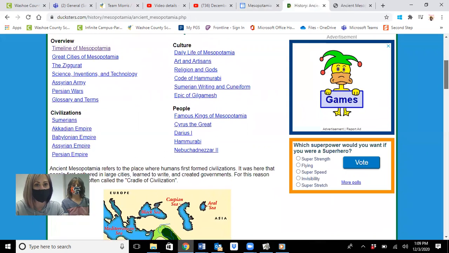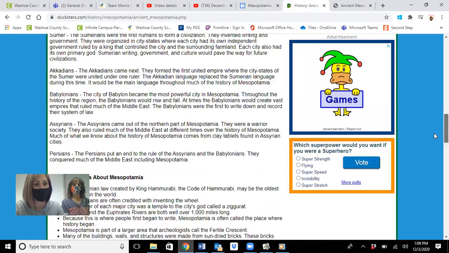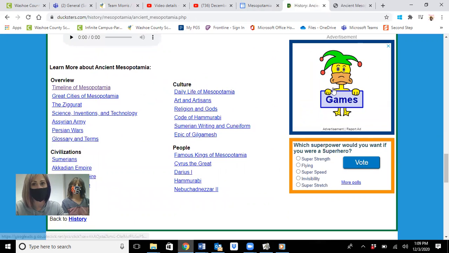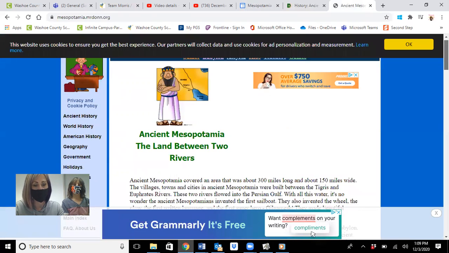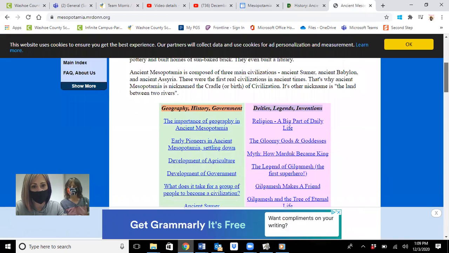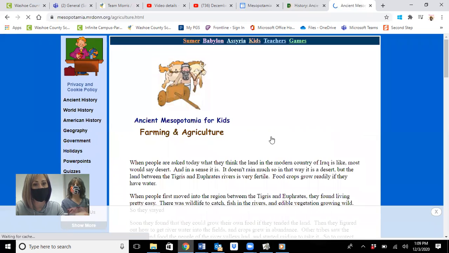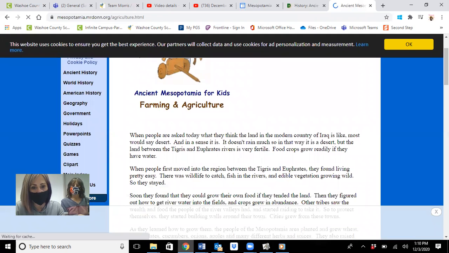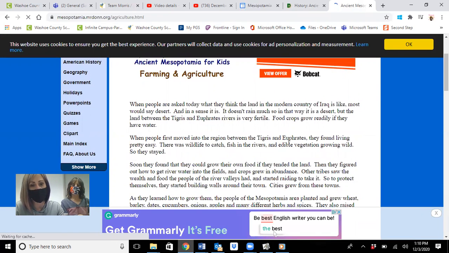Civilizations, notice all these civilizations. Again, different people during different times. Interesting facts, activities. Let's try Land Between 2 Rivers. Let's see, development. Here we go, development and agriculture. Agriculture is farming and crops. Exactly. So we read about it. It says there was wildlife to catch, fish in the rivers, and edible vegetables growing wild.